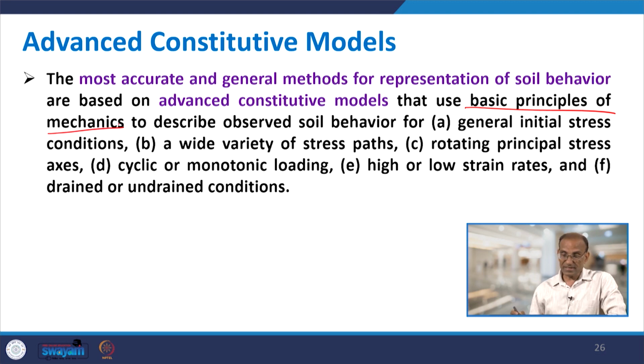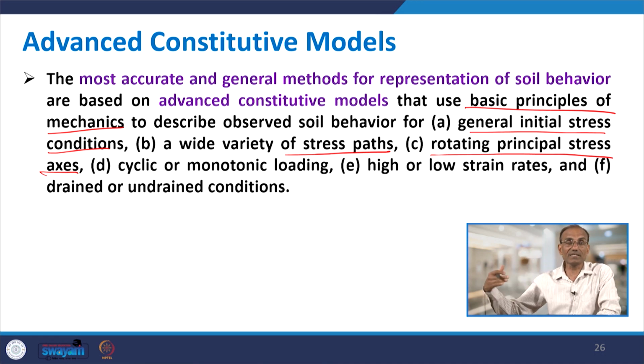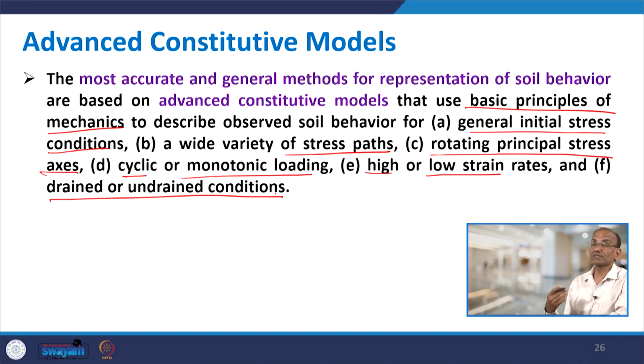First, general initial stress condition. So, number 1, a wide variety of stress paths, rotating principal stress axis. For example, when we do the cyclic triaxial test, we already assume our principal stress axes are fixed. Major principal stress is applied in the vertical direction and minor is applied in the horizontal direction. But in these models, we assume that the principal axes are rotating. Then you can have cyclic loading or monotonic loading, both can be applied. High level of strain or low level of strain can be dealt with, and drained or undrained conditions, that means consideration of pore pressure, can also be dealt with in these models.